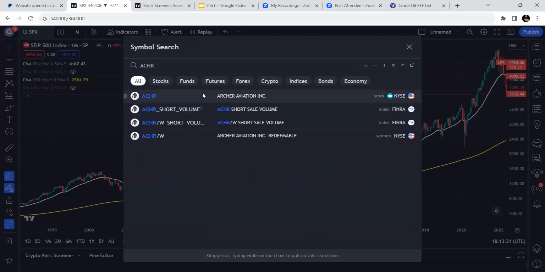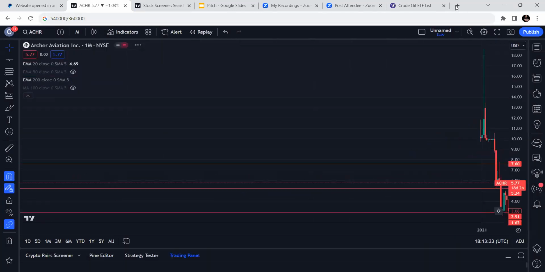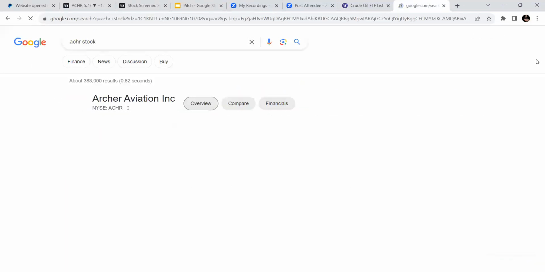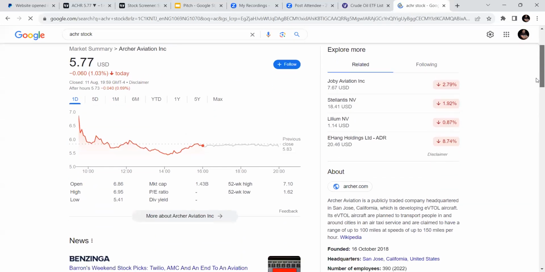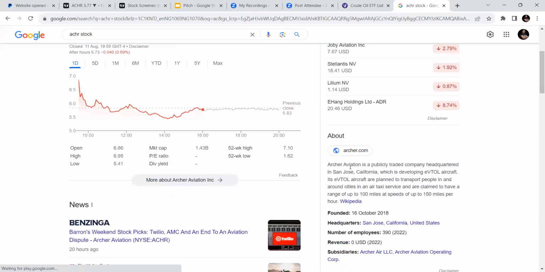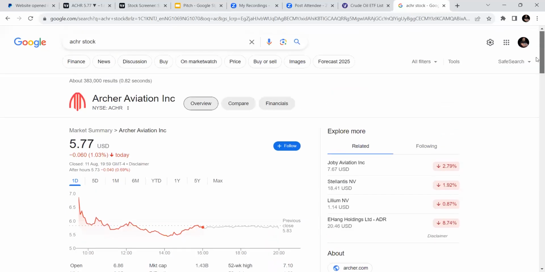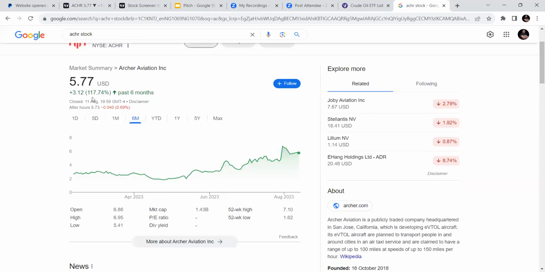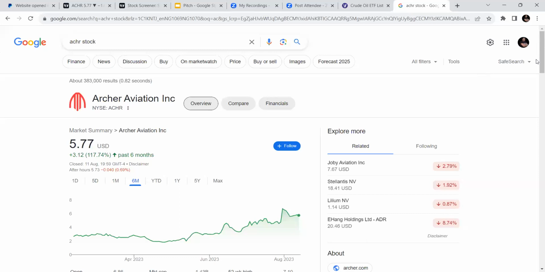So let me show you one of the companies here. Now, I've sold this stock already, so I'm not showing them again, but I want to show something. Eka Aviation is a publicly traded company headquartered in this location. Here, eVTOL aircraft are planned to transport people in and around cities in an air taxi service and are claimed to have a range of up to 100 miles. You can see what the company is into. And in the last 6 months, this stock is already up by 117%.